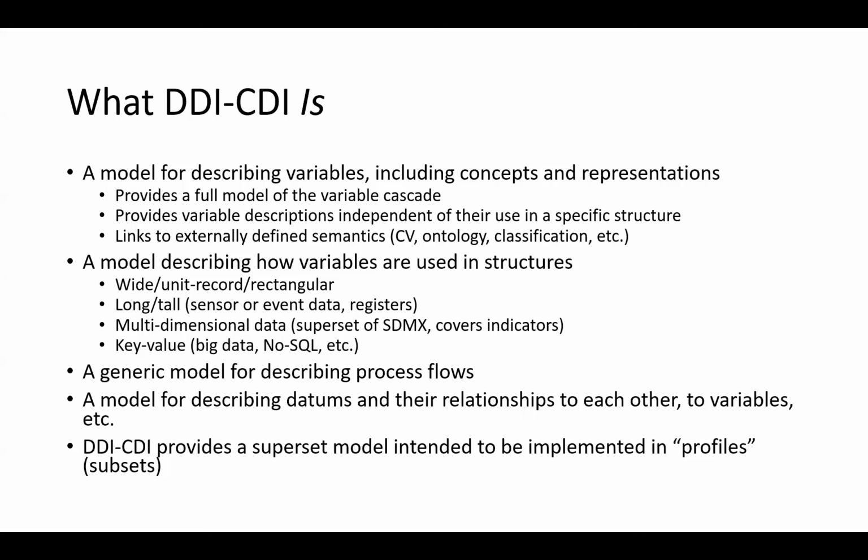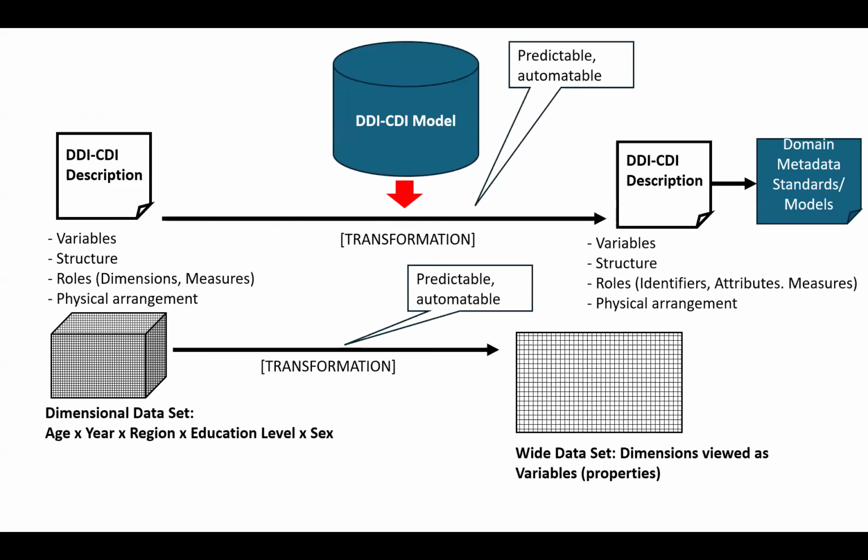But DDI-CDI is a big model. It's pretty complicated, but it's intended to be implemented in subsets and profiles. And what we've seen thus far is that those profiles actually aren't very big, that you have 30, 40 classes, and that's what you use out of the many possibilities. Now, there could be more complicated implementations. The idea is basically this.